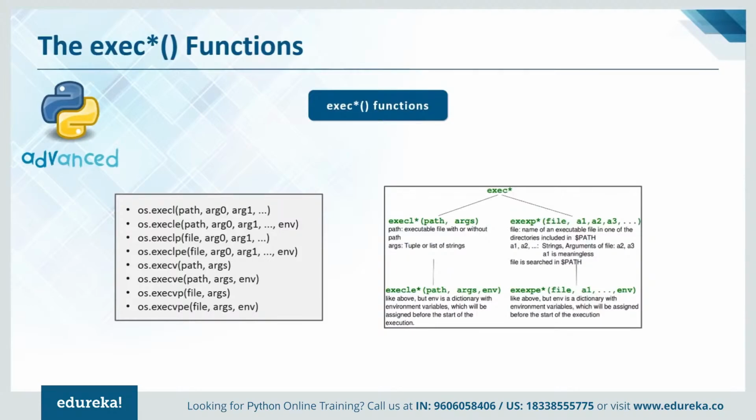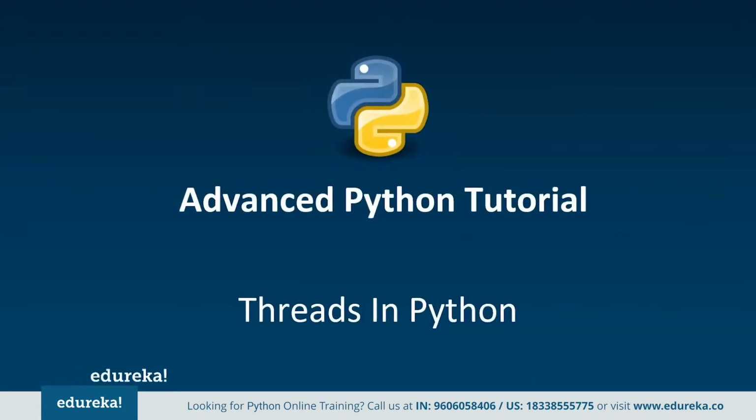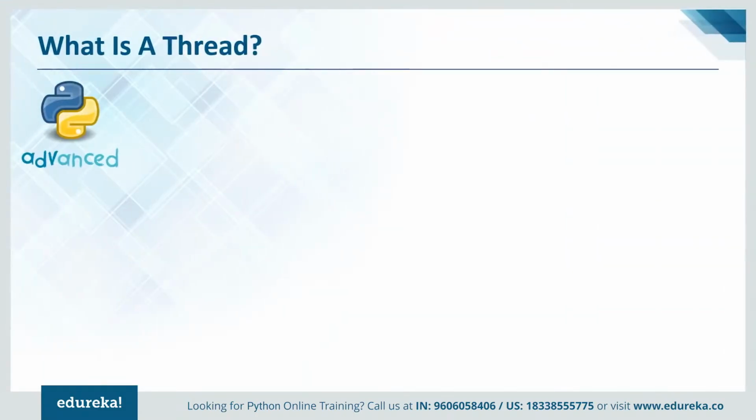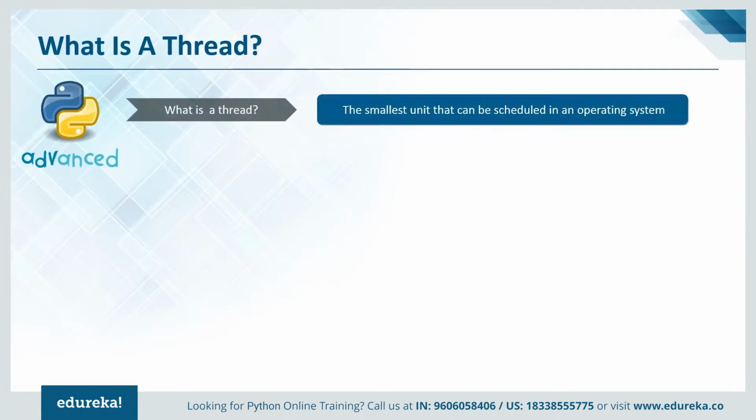So now that we're done with exec functions, let us quickly look at threads. We look at how we can work with threads in Python, and it is pretty simple, guys. So what is a thread? Well, a thread, also called a thread of execution in many cases, is defined in computer science as the smallest unit which can be scheduled in an operating system.